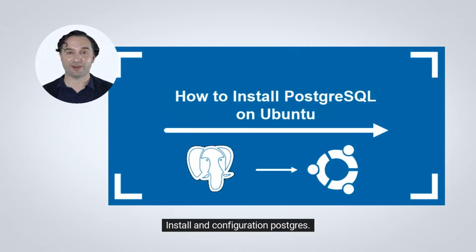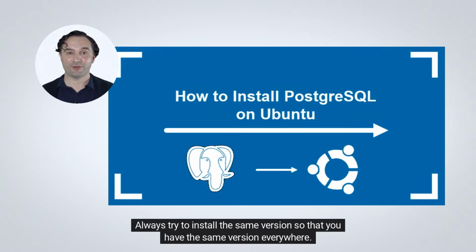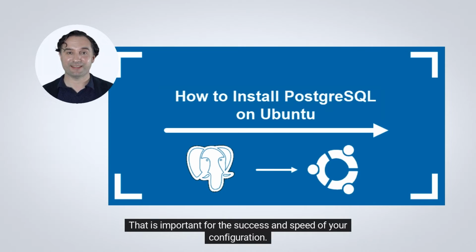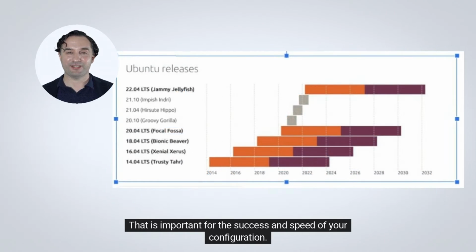Install and configuration Postgres. Always try to install the same version so that you have the same version everywhere. That is important for the success and speed of your configuration. Also see what support is offered for which version. Version for LTS is usually better, but sometimes it is limited. With software we use like Postgres and Elastic will be okay.